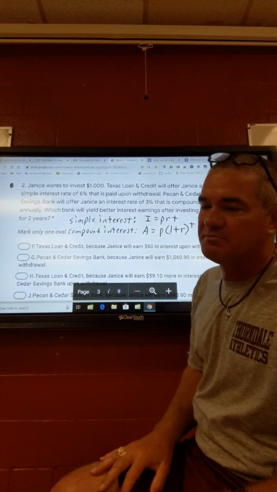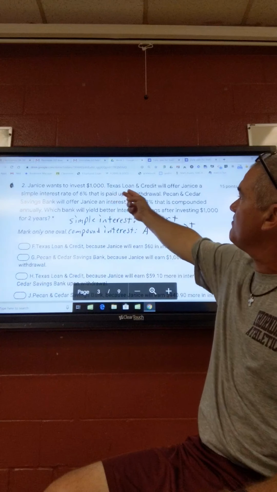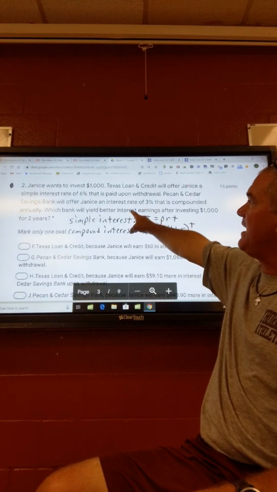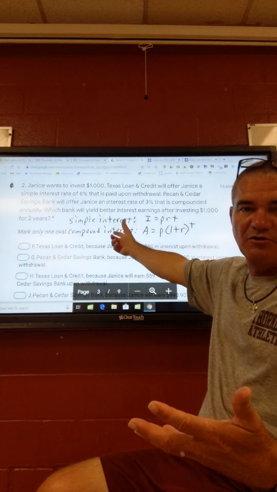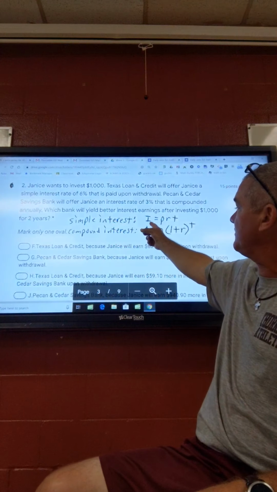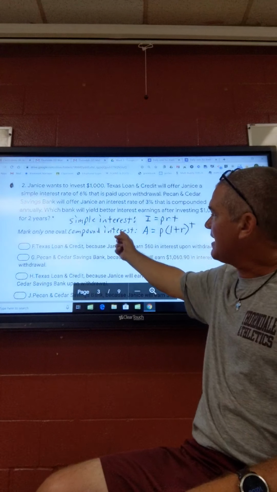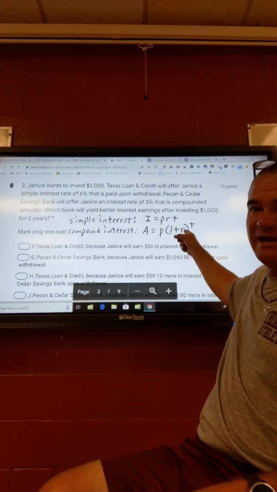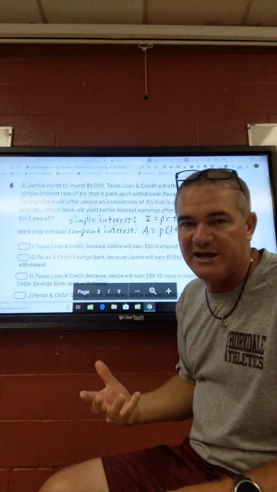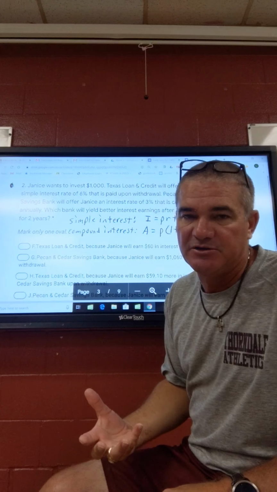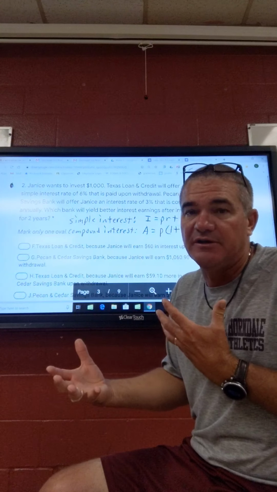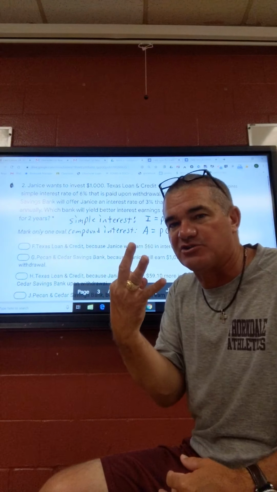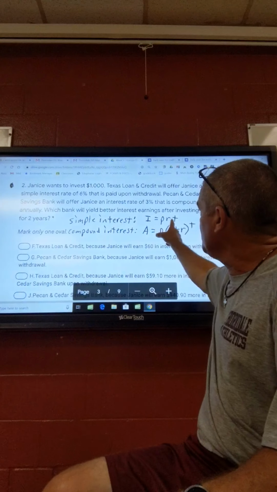The second one's pretty simple. It's talking about comparing a loan at simple interest compared to one with compound interest. So on this one, all I did was write simple interest, I equals PRT, compound interest, A equals P, and then you take 1 plus the rate, with the time as the exponent. Remember, time always has to be in years. So if you're trying to convert months to years, then you have to divide by 12. So if it's 36 months, divide by 12, so that's 3 years. Pretty simple. You just got to fill those in.